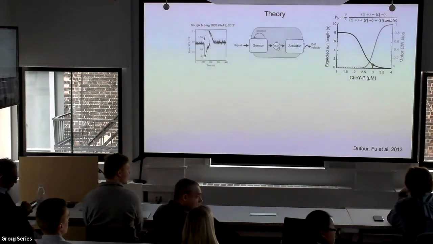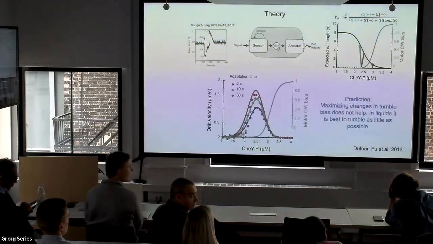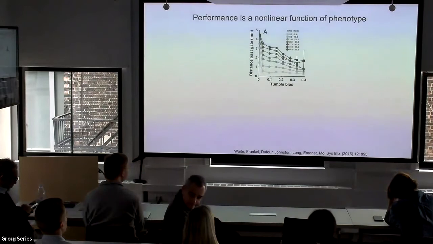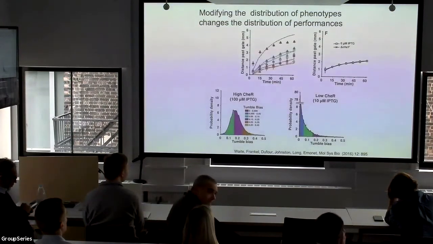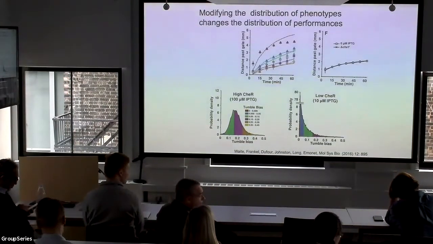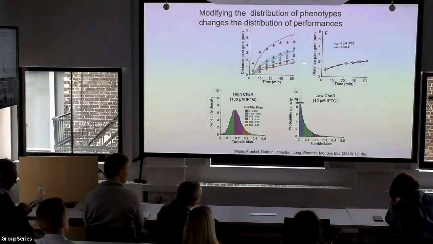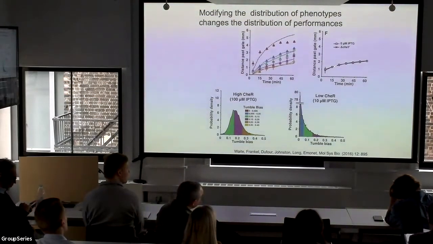Yeah? A question about the last data slide you were showing, comparing the non-tumbling cells to the ones with high tumble bias. Are some of the cells with high tumble bias worse than the non-tumbling cells? They are kind of reaching, here at the very high end, basically something similar to the ones that don't tumble. Yeah.